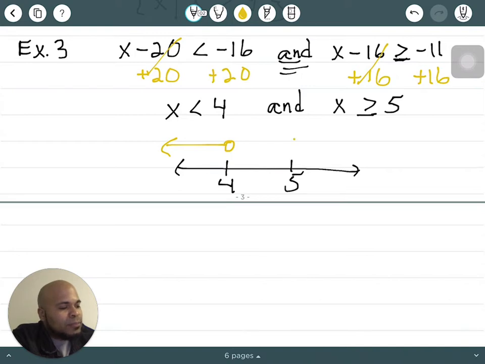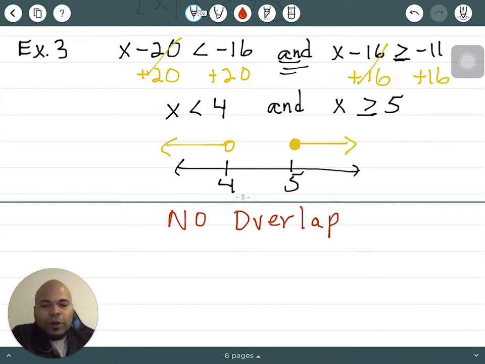And this is going to be greater than 5. So I'm going to go to the right. And I'm going to look for my overlap. But when you look, you see there is a problem. There is no overlap. Okay, there's no overlap. So you know when you're trying to find something and you can't find it, you know what to write. That is a no solution.